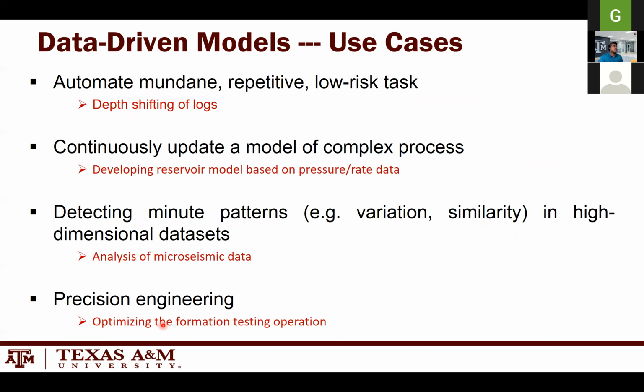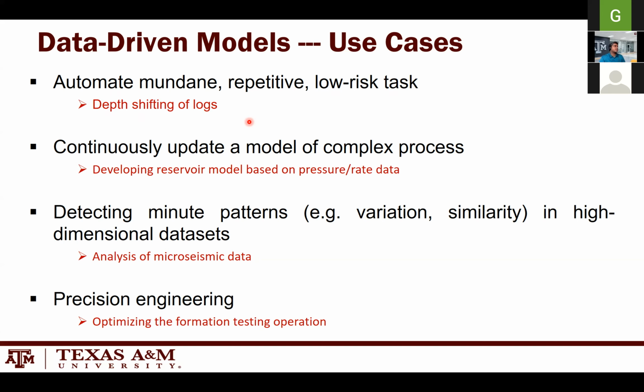These are some of the use cases that I have seen. But again, it is not limited to these use cases, but these are some popular use cases that I've seen commercial applications in. So the first one is when you want to automate mundane, in the sense boring, day-to-day, repetitive, low-risk tasks, you need some ML approach. And one very good example is depth shifting of well logs. If you don't shift the well logs, your interpretation will be wrong. You need to depth shift. It's a mundane, repetitive, low-risk task, so might as well automate it. And machine learning, through data, can learn how to automate that process.